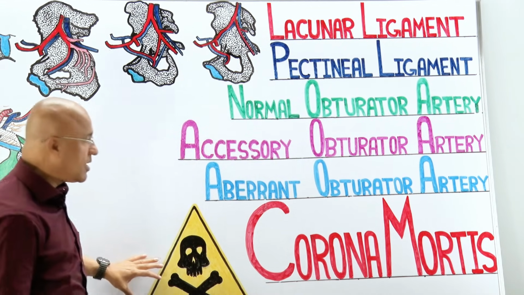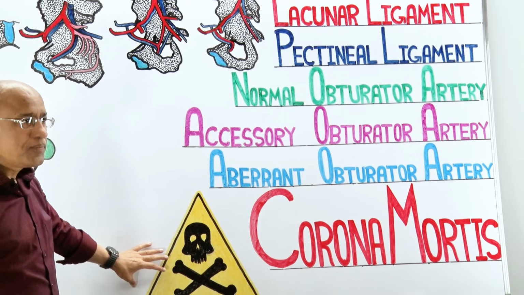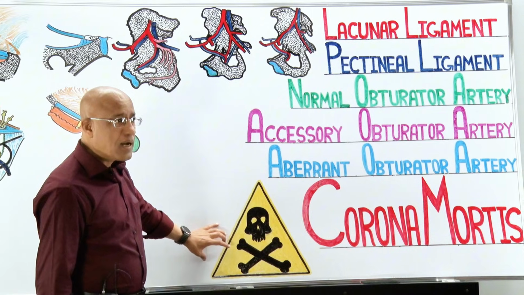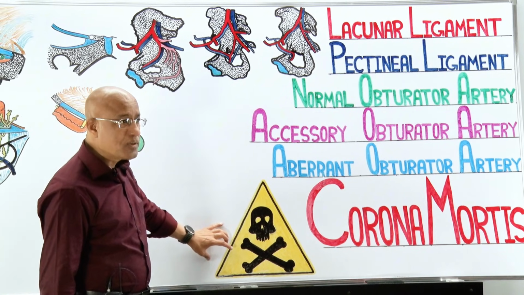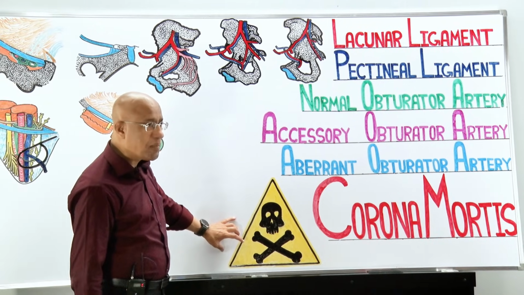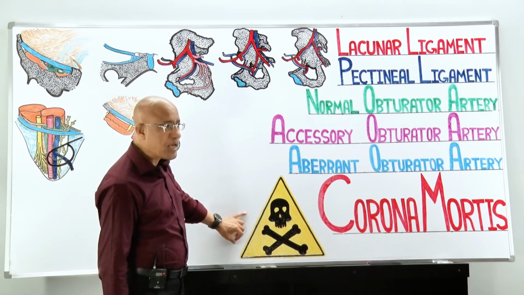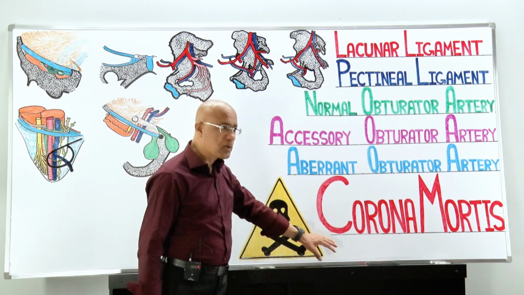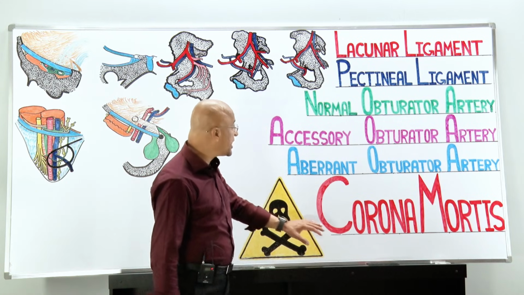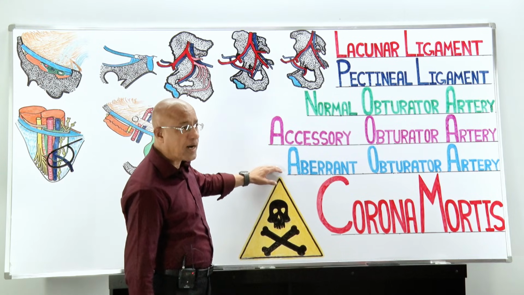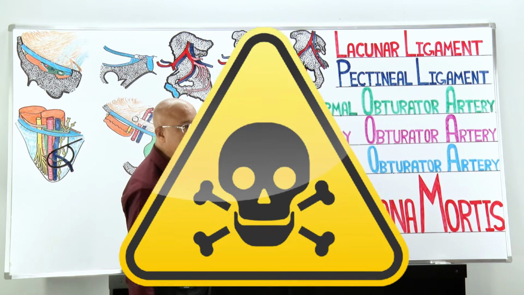after that I will talk about corona mortis. Corona mortis is an arterial anastomosis near these ligaments, and if a surgeon inadvertently damages this anastomotic connection, which might be made by the accessory obturator artery or aberrant obturator artery, that is a matter of life and death.